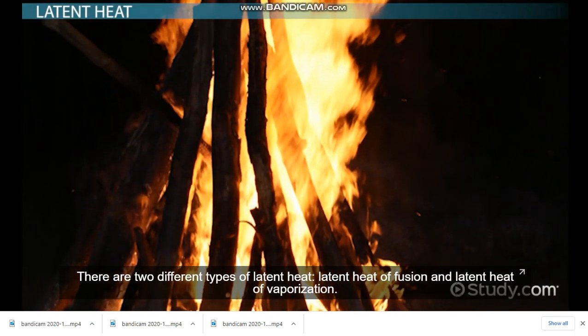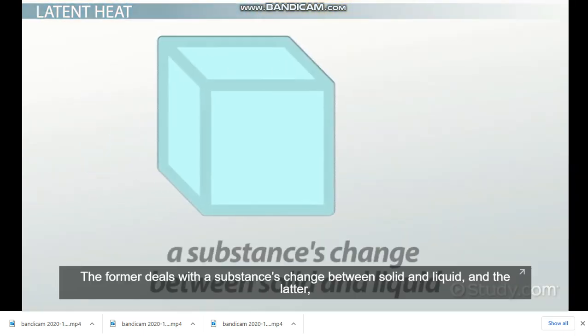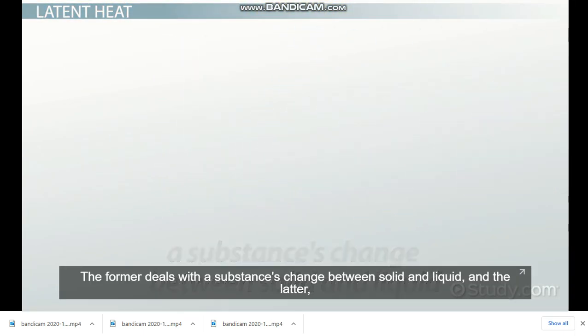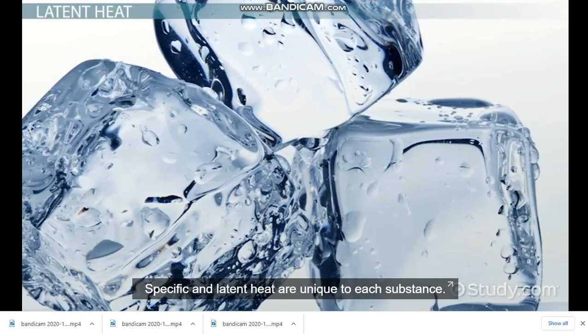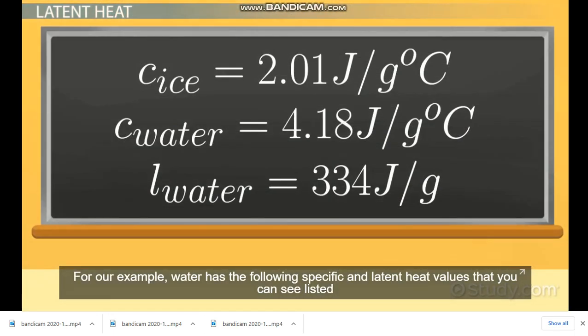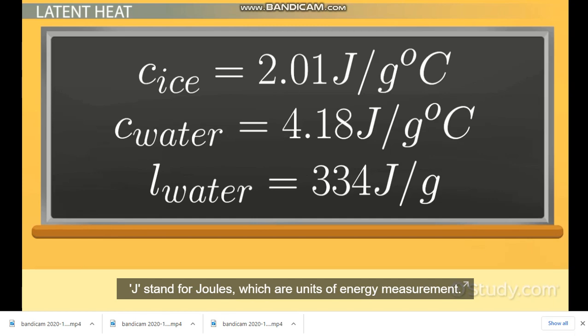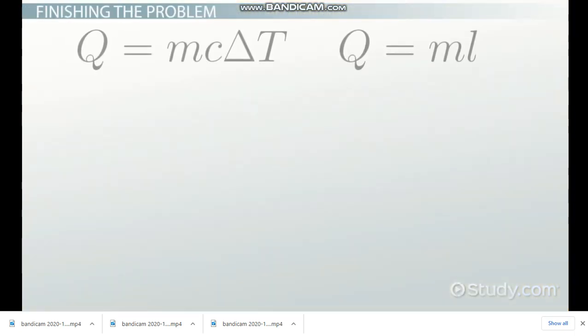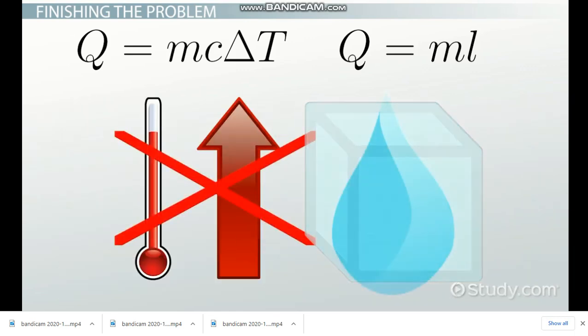There are two different types of latent heat: latent heat of fusion and latent heat of vaporization. The former deals with the substance's change between solid and liquid, and the latter the change between liquid and gas. Specific and latent heat are unique to each substance. For our example, water has the specific and latent heat values that you can see listed on your screen. J stands for joules, which are units of energy measurement. In this case, we see J/g, or joules per gram, which refers to units of heat energy dispersed over the mass of an object. We use the specific and latent heat equations together when a substance's rise in temperature brings it from one phase to another.